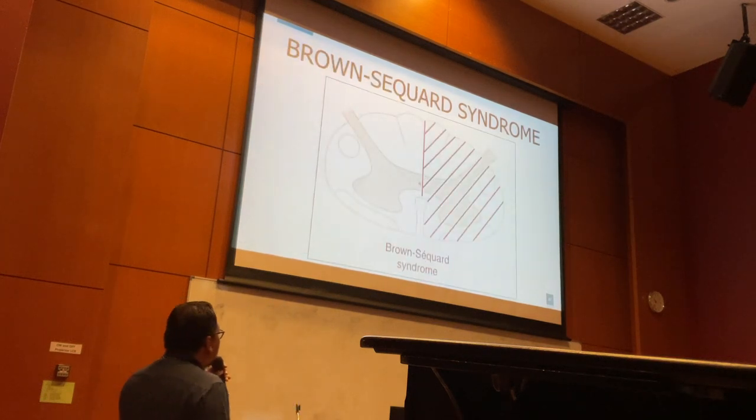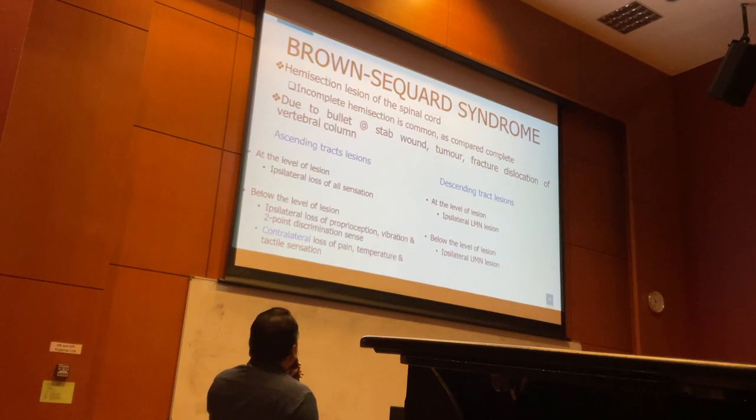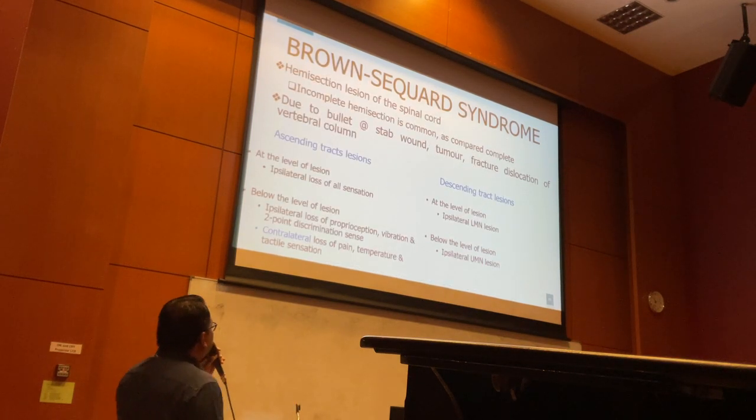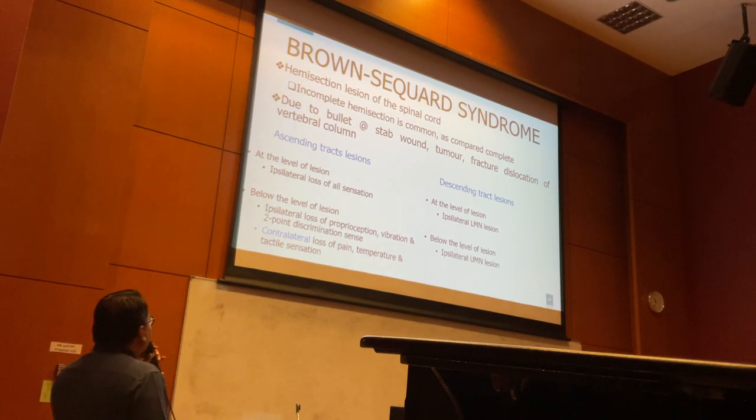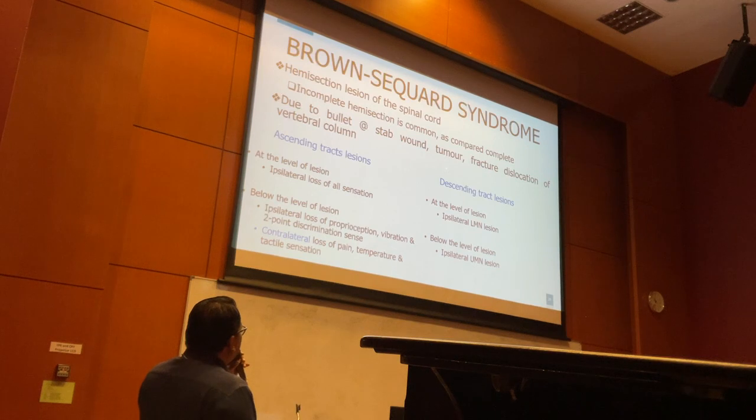Brown-Sequard syndrome, okay, separuh saja. This is a hemisection lesion of the spinal cord. Incomplete hemisection is common as compared to complete. Selalunya incomplete lah, usually common. Okay, bullet, stab wound, tumor, fracture dislocation of the vertebral column.